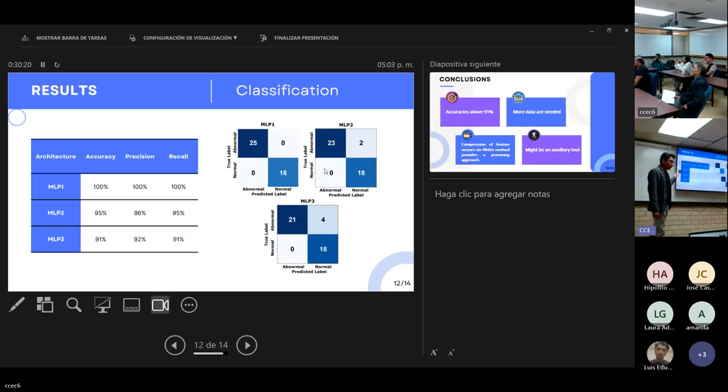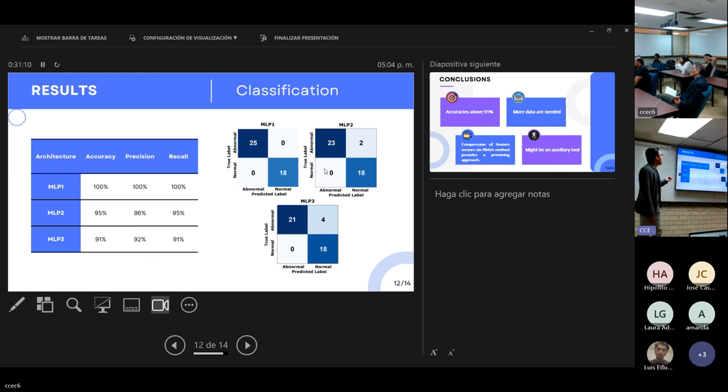So after training the three architectures, we got the following confusion matrix. The first architecture, MLP1, which is our reference, achieves an accuracy and precision of 100%; it acts as an ideal classifier. Now, with our compressed feature vector, MLP2 achieves an accuracy and recall of 95%. It classified correctly 20 samples from both abnormal classes and confused two abnormal samples as the abnormal one case. And the third one, MLP3, achieves an accuracy and recall of 91%.